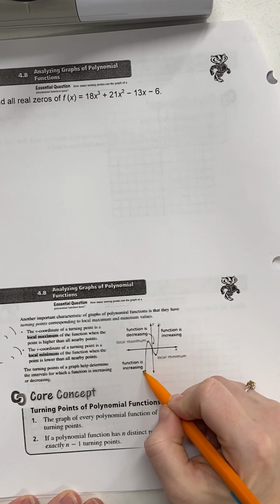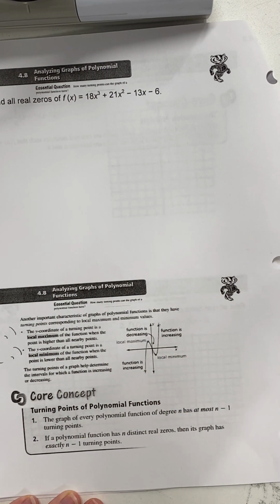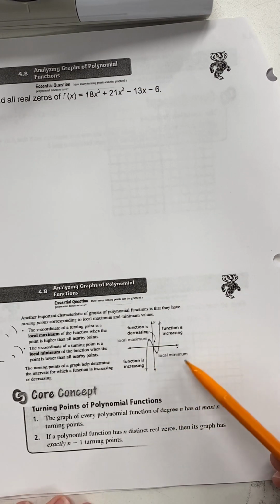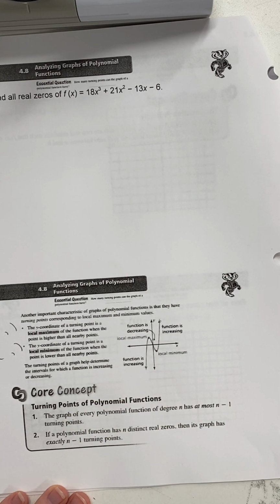Our arrows cannot be local minimums and maximums because they don't go back up or back down, right? Local minimums and maximums are really turning points, right? They're a spot where it turns and changes from increasing to decreasing or decreasing to increasing, okay?